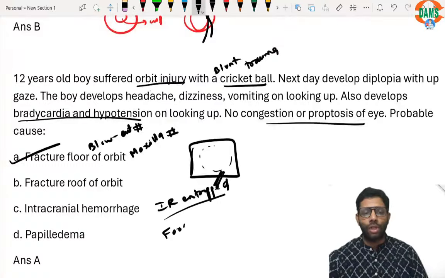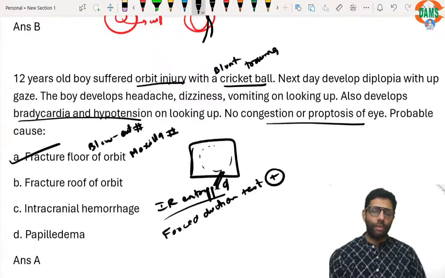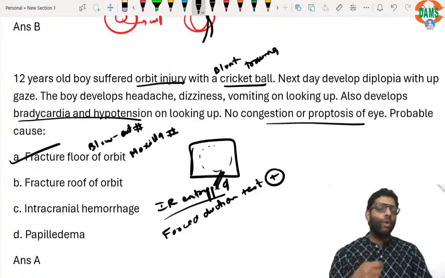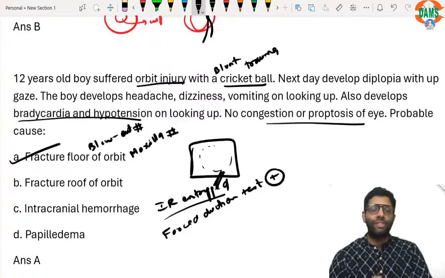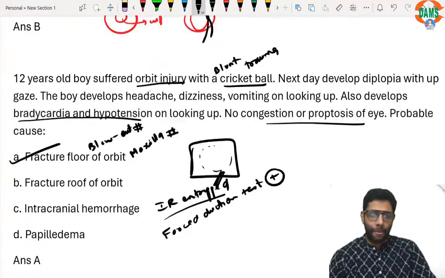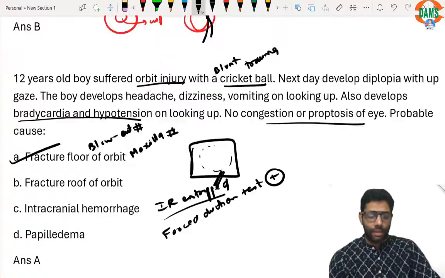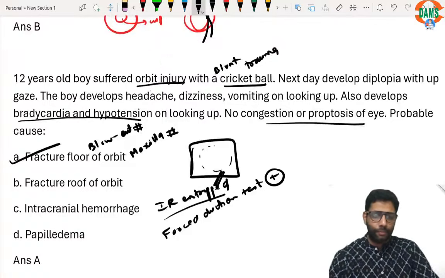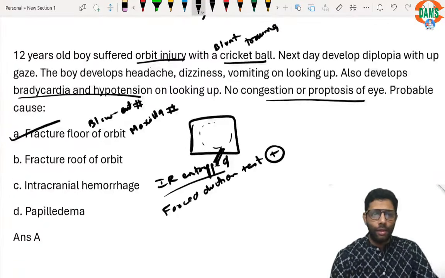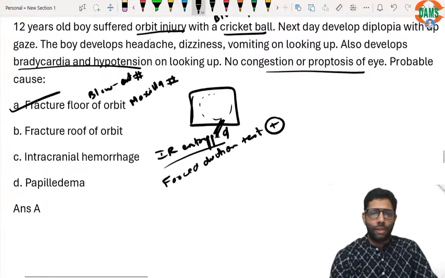Who can tell me whether the force duction test will be positive or negative here? In restrictive squint, the force duction test will be positive. If you try to pull the muscle, you won't be able to pull, because you will feel the restriction. That is a positive test. In paralytic squint, you can freely move the eyes. That is a negative test. And the teardrop sign, of course, is there.